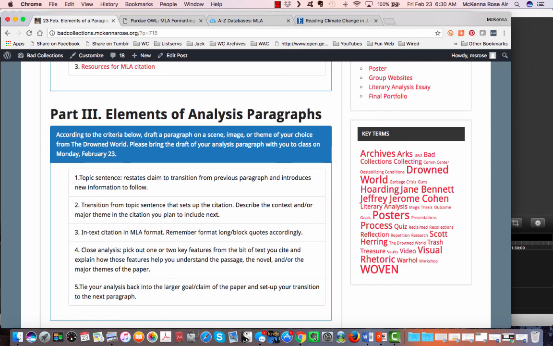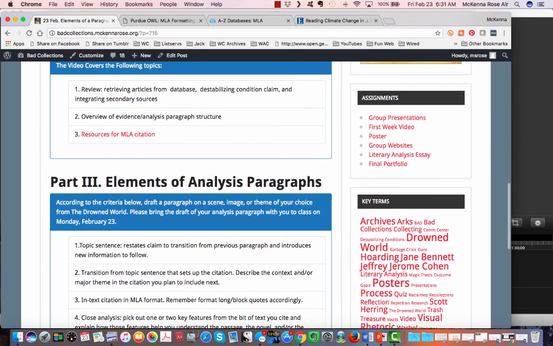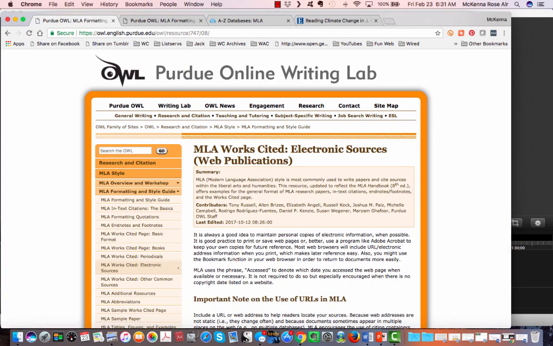Don't worry too much about coherence on the sentence level. We will talk about those in class on Monday, and about how to revise the whole of what you have so far to move into the back half of the essay. Finally, I included a link to resources for MLA citation that takes you to the Purdue Online Writing Lab. Many of you should be familiar with this resource.